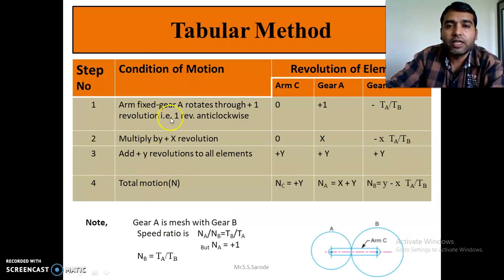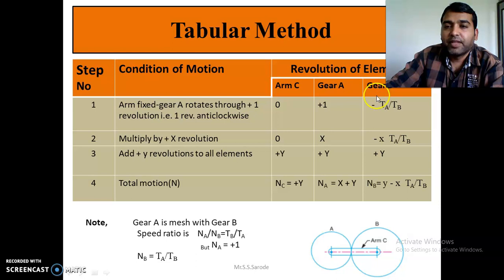There is the common assumption for all the epicyclic gear trains. Revolution of elements: how many elements are there? Arm C, gear A and gear B. Gear A is the input gear, that's why it comes first, and last is the output gear B. So fix the arm: 0, multiply by x: 0, add y: plus y, total motion NC is equal to y. Gear A: plus 1 revolution is given to the input gear, that's why it is plus 1. Multiply by x, add y, then the addition gives NA is equal to x plus y.